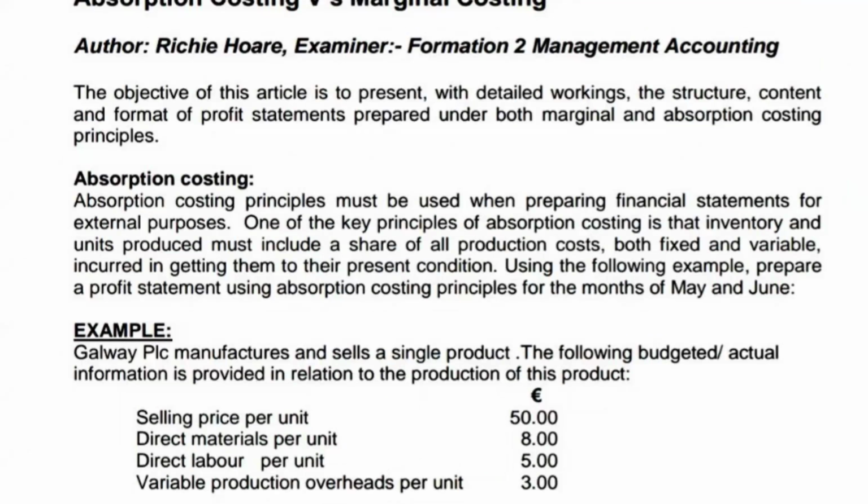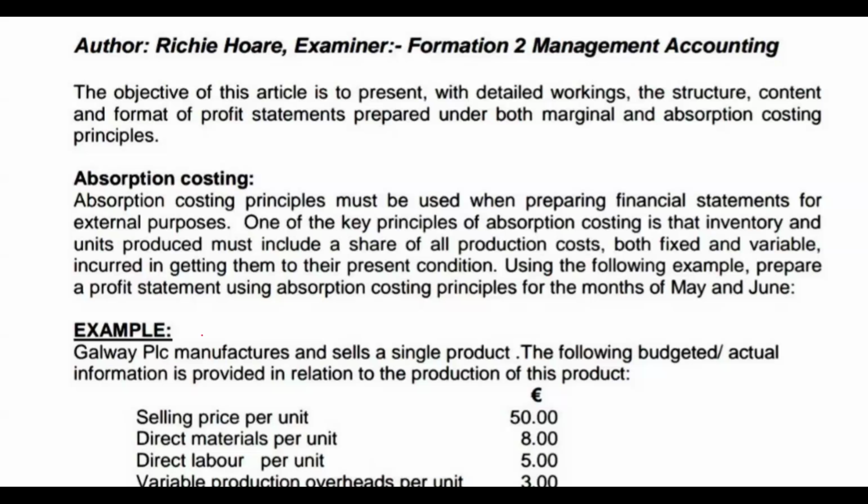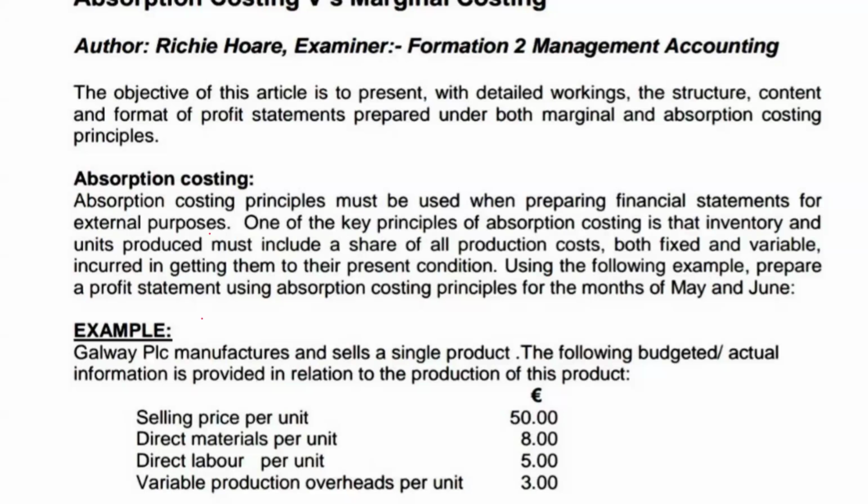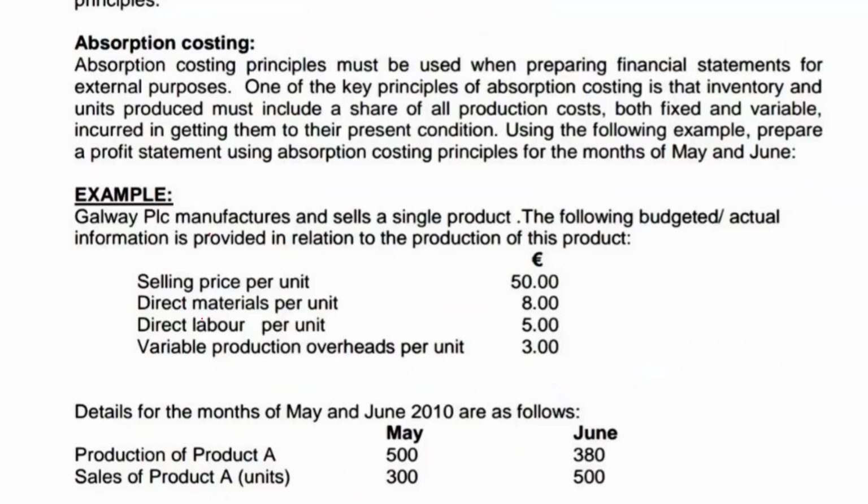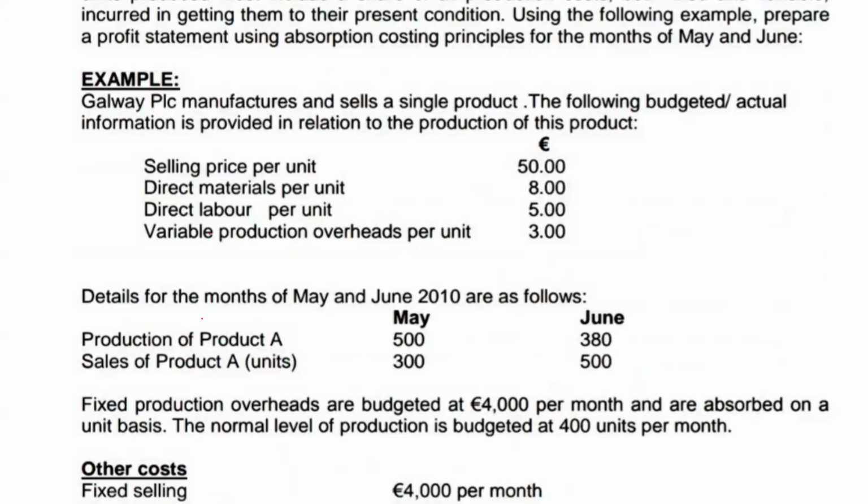Okay. So now let's start. Since we already have the format, I would want us to start with the workings first of all. Some of the workings are very key. For example, for under absorption and over absorption, how do you determine whether there is under absorption or over absorption? And for fixed production costs, how do you work with it? But before we do that, let's read the question.